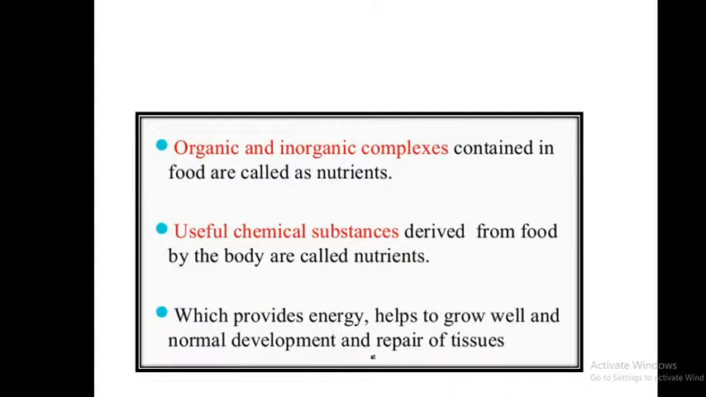Now again, organic and inorganic. All the substances which are present in the food we consume are called nutrients. It can be organic or it can be inorganic. And these are useful substances derived from the food by the body. Whatever diet we eat, what the body absorbs from it are useful chemicals derived from the food by the body. That's very important. Something which is taken up by the body from the food which we consume is called a nutrient. So nutrients are the useful chemicals.